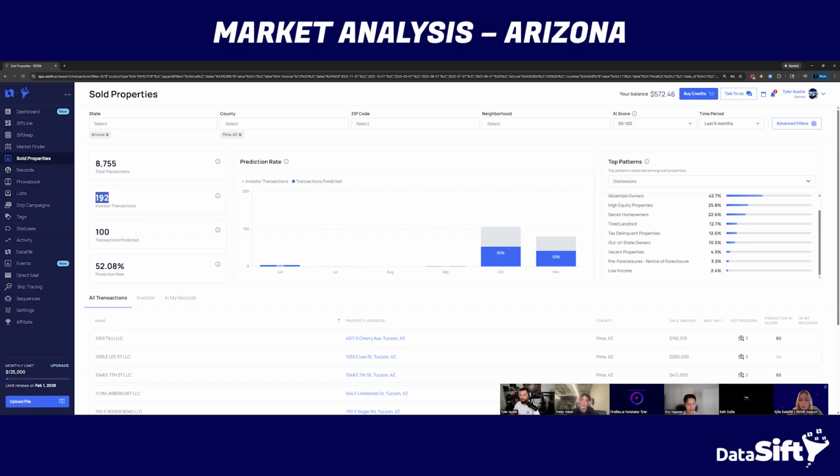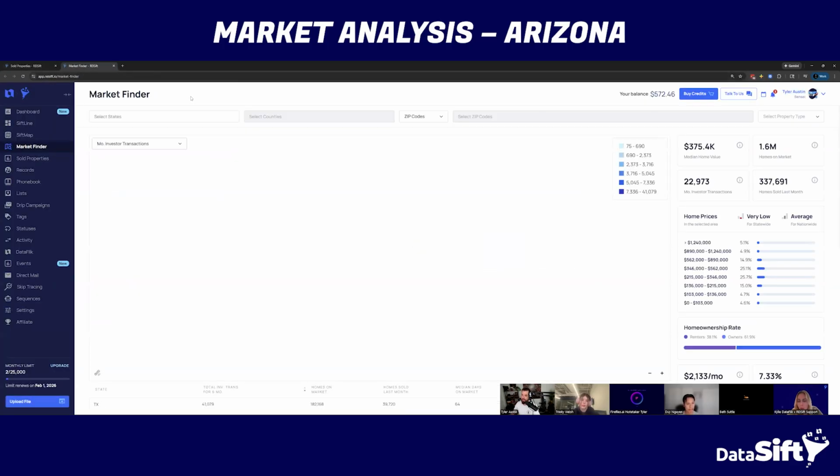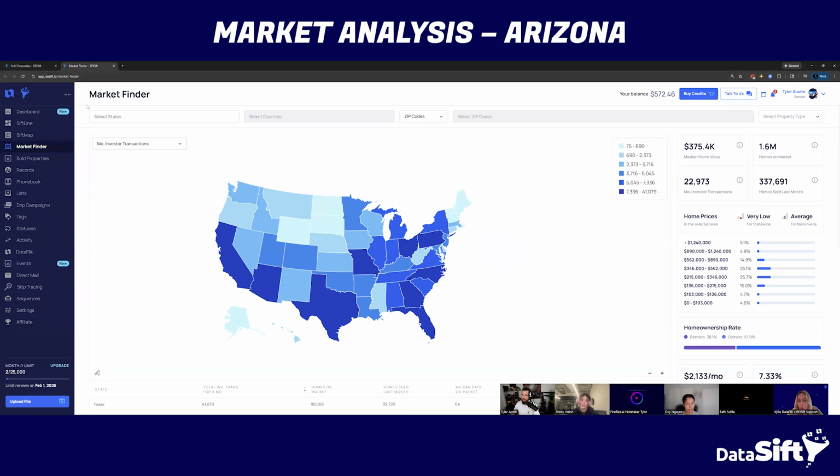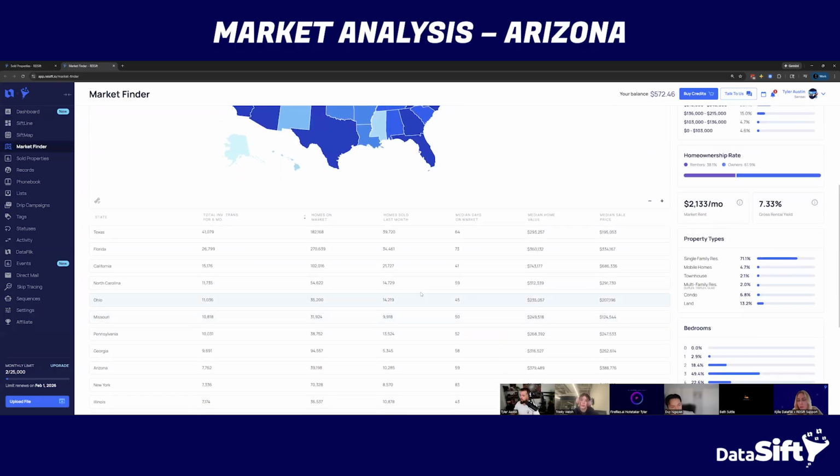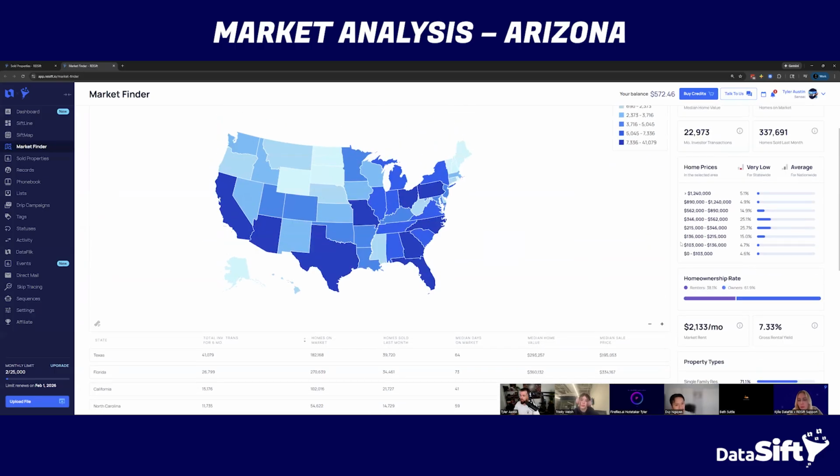We do have investor transaction flagging. Notice that it says 192 here. Something to be aware of is Market Finder is actually looking at a different data set right now. In staging, it'd be double the amount typically, because when we did our merger, we reassigned and made changes to the way that we flag investor transactions. Previously, we were only looking at LLCs purchasing from individually owned, basically like a flipper buying a property.